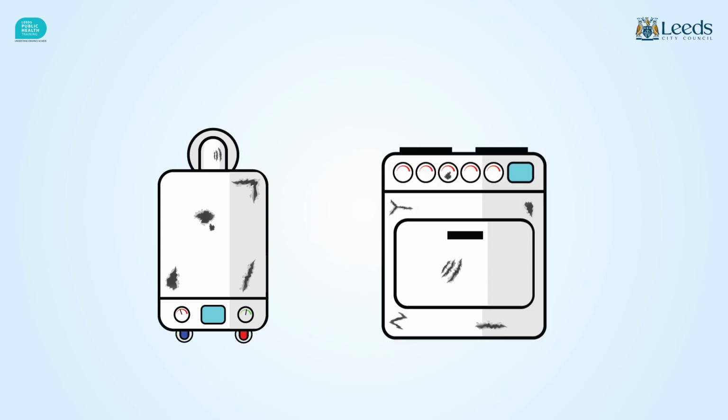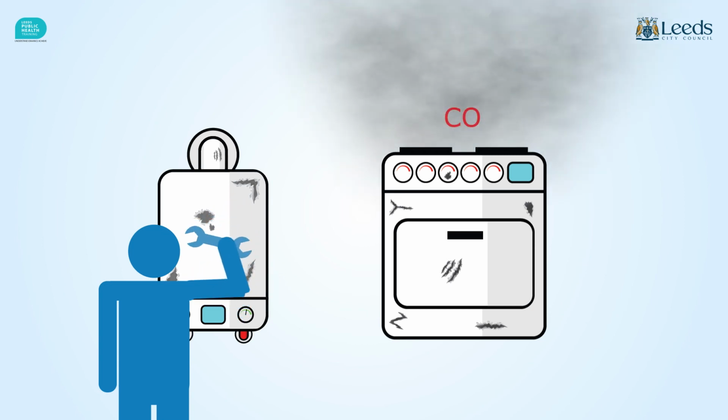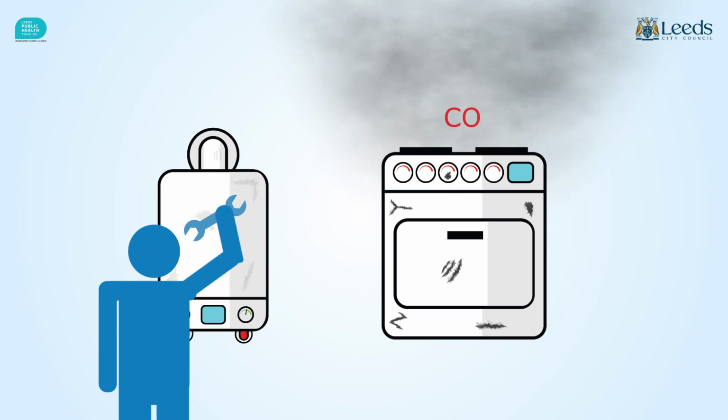A boiler and an oven appear on screen, both with multiple scuffs and marks on them. A stick person with a wrench attends to the boiler and the marks disappear. The oven is not attended to and a cloud of black smoke appears above it with the word CO2 within it. Ensure that boilers and ovens are regularly serviced by a professional to ensure they are functioning safely and efficiently. Faulty appliances can sometimes emit carbon monoxide, which is an extremely dangerous air pollutant.